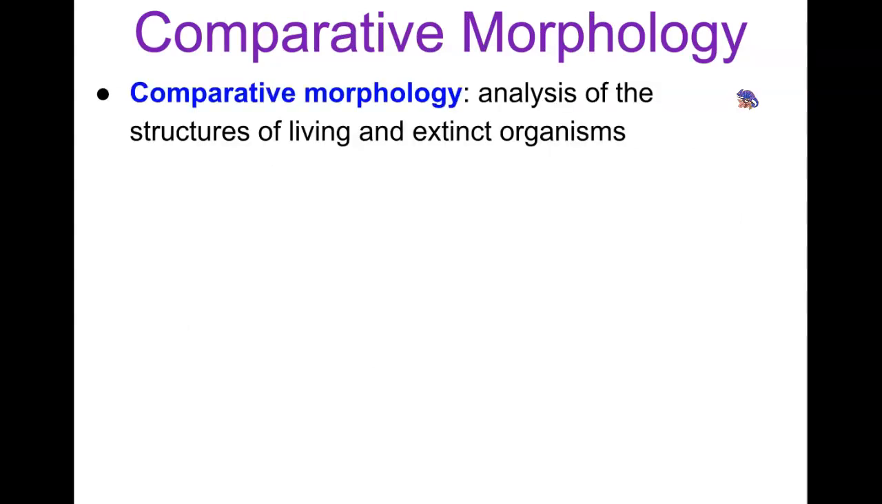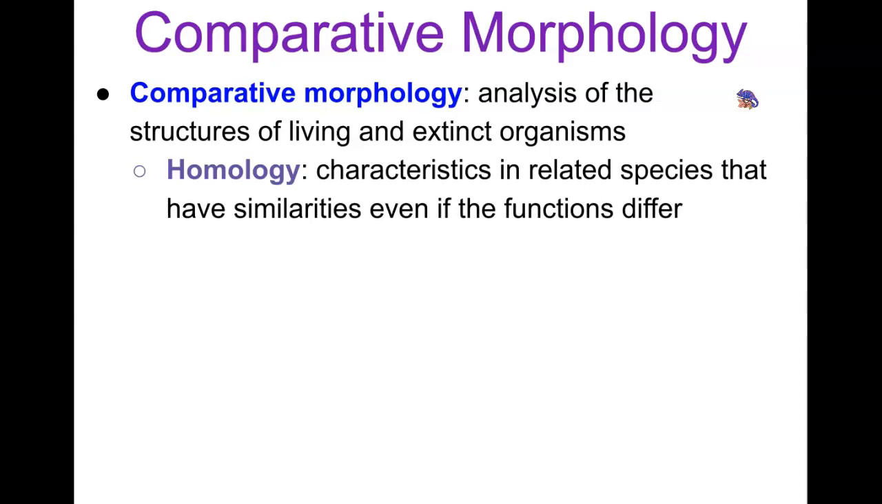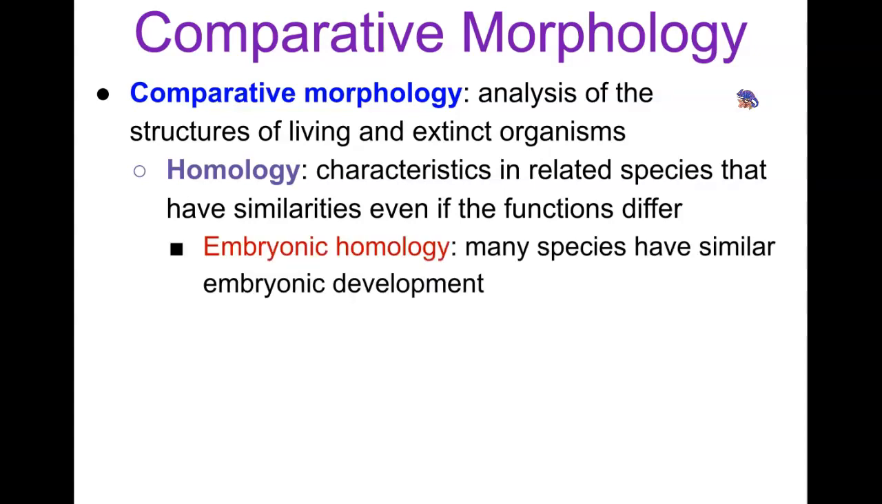The other thing would be comparative morphology. And in comparative morphology, basically we're analyzing the structures of things that are currently living, or what we would call extant species, and those that are now gone, have disappeared from Earth, and those would be extinct organisms. And when we study homology, basically homology is looking at the characteristics in related species that have similarities, even if the functions of those characteristics are different.